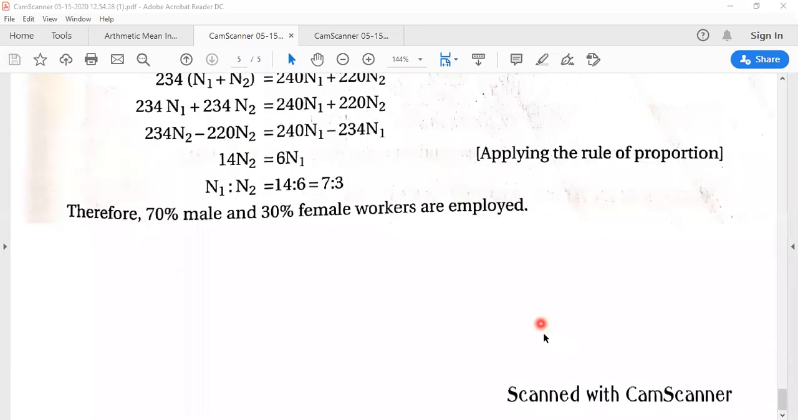Any doubts in combined mean? Anybody has doubt in combined mean? Even if you practice all the problems that have been solved in the classwork, you will be very, very clear with whatever is being done.